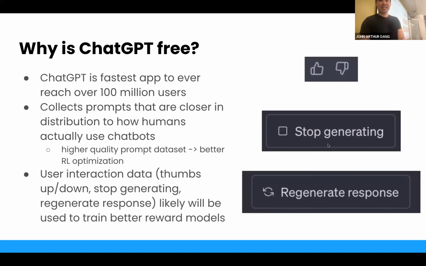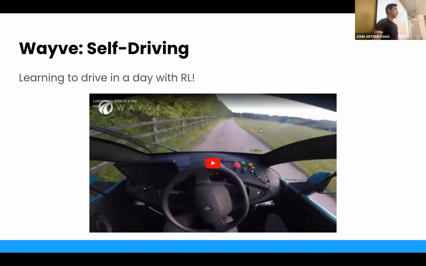Okay. So we'll just conclude with a few other examples of reinforcement learning being deployed in the real world. This is a company, Wayve, based in the UK. They use reinforcement learning for learning self-driving.